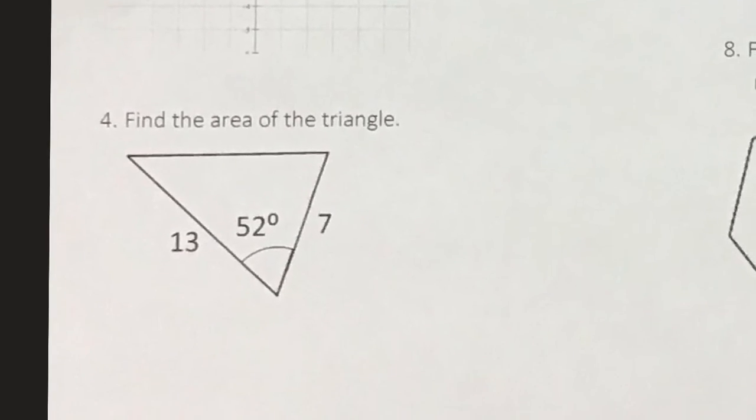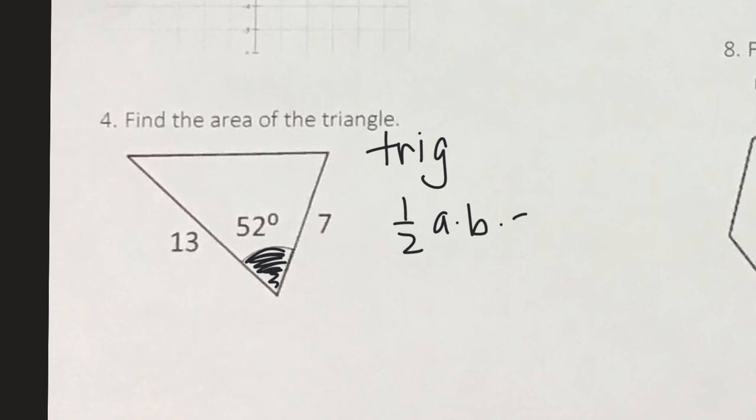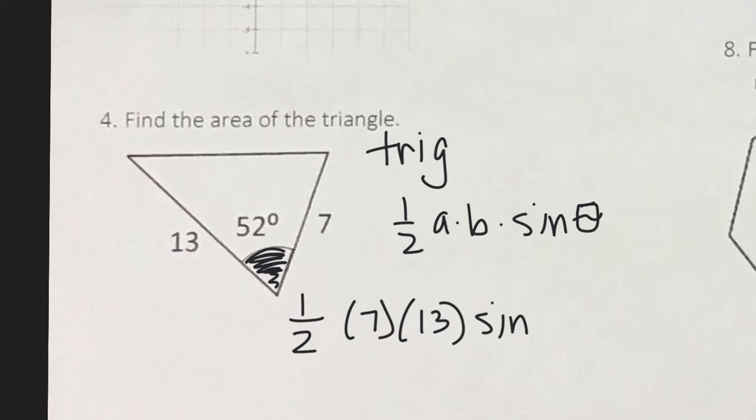Number 4, find the area of our triangle. This one should be a giveaway as to which formula to use: the trig area formula, which is 1/2 the product of your two sides times the sine of the angle in between them. This angle is always between your two sides. So we're going to plug this into our calculator: 1/2 of 7 times 13 times the sine of 52 degrees.